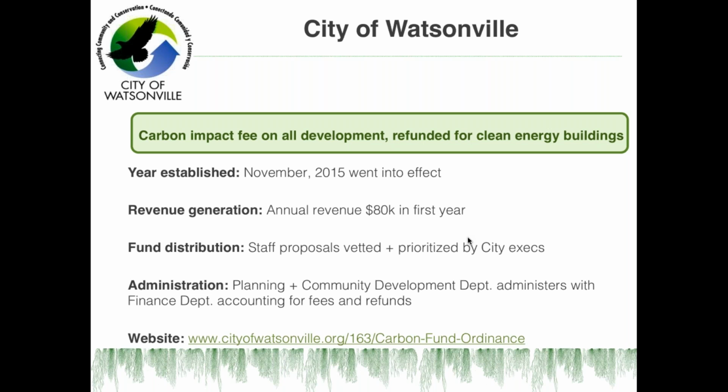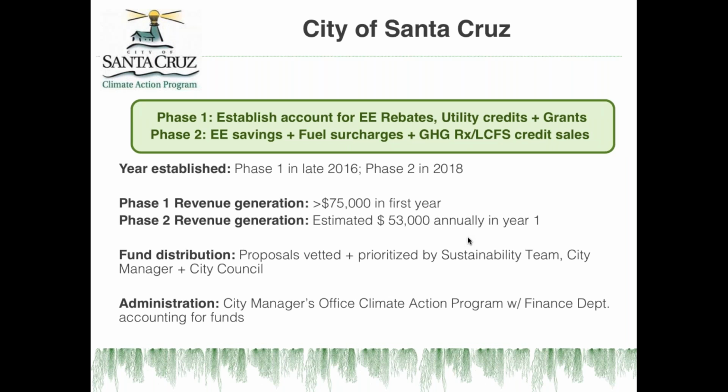I give you the website here where you can see some of the materials that were developed, like a frequently asked questions sheet, a worksheet for developers to determine what size of system they need to install, how much the fee is going to be, and some other materials. And that's the city of Watsonville.